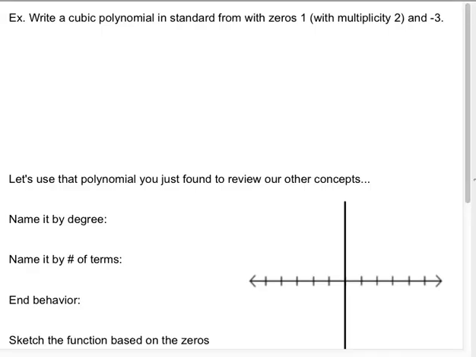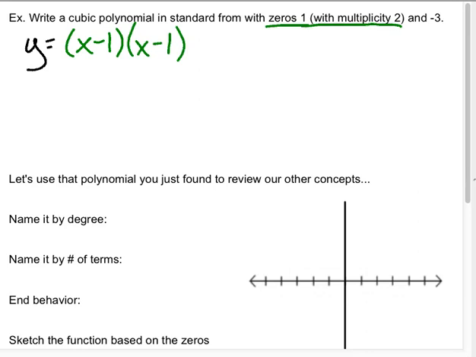Write a cubic polynomial in standard form with zeros 1, with multiplicity 2, and negative 3. Now when I say with multiplicity, a zero of 1 would mean this. With multiplicity 2 means there's going to be 2 of them. So I have 2 of those. And then I have that. So again, always noting the sign change that's occurring.